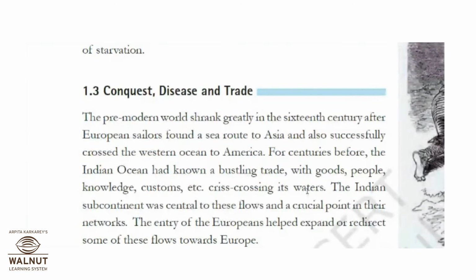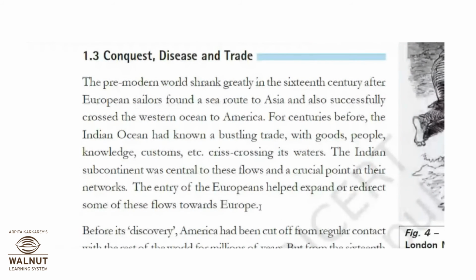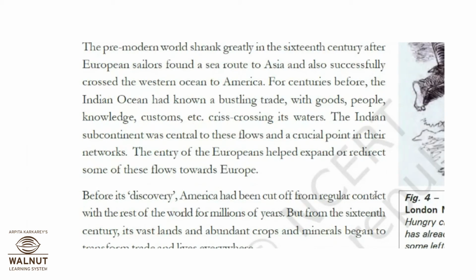The pre-modern world shrank greatly in the 16th century after European sailors found a sea route to Asia and also successfully crossed the Western Ocean to America. For centuries before, the Indian Ocean had known a bustling trade with goods, people, knowledge, customs, etc. crisscrossing its waters. The Indian subcontinent was central to these flows and a crucial point in their networks. The entry of the new Europeans helped expand or redirect some of these flows towards Europe.